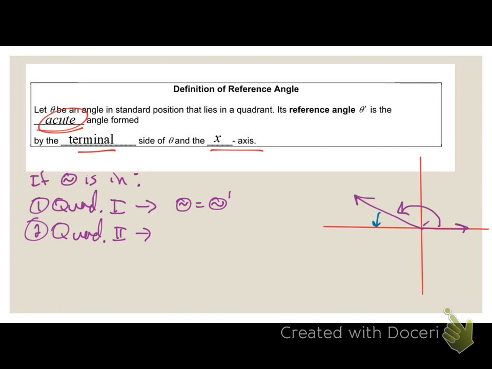So to find the blue arrow angle, or the reference angle, I would want to take the original angle, theta, and subtract it from 180. When you do that, that would give you your reference angle, theta prime. Okay?